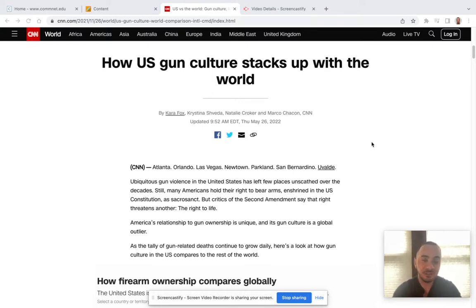So, looking at just the first paragraph of the article, we're going to again highlight words like ubiquitous, which means far reaching, unscathed. Scathed means harmed, so unscathed means unharmed. We can look at words like gun, we can look at words like threaten, we can look at words like outlier, and we see a pattern of negativity. These words have slightly negative connotations associated with them.